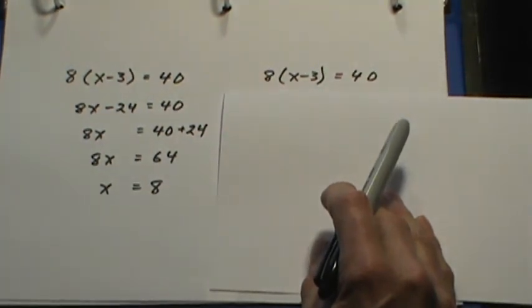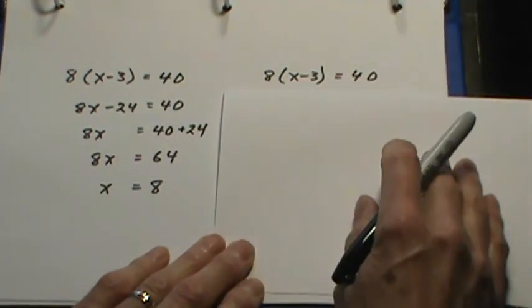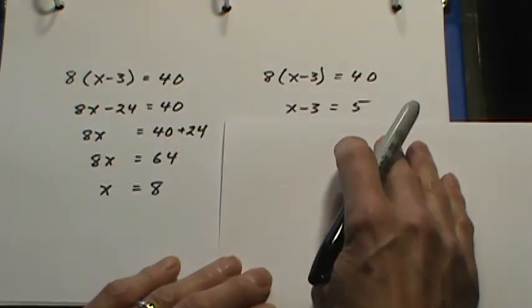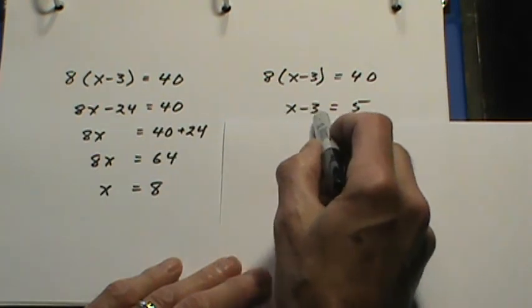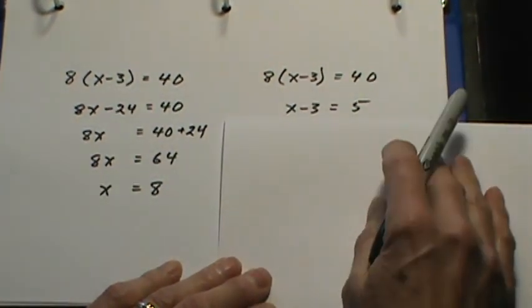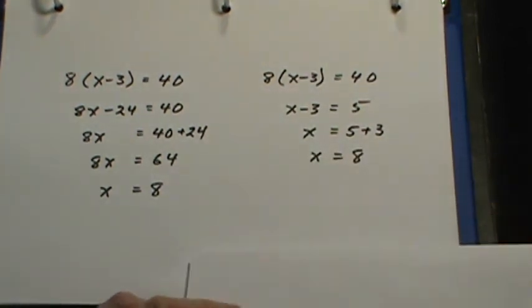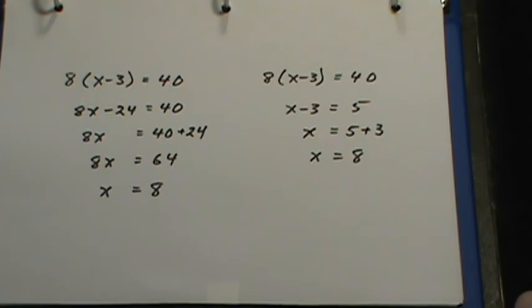A slightly simpler way of doing a question like this is to immediately divide both sides by 8. 8 divided by 8 is 1, so all you've got is x minus 3, and 40 divided by 8 is 5. Move the 3 over, and again the answer is 8. You can find that many times there will be more than one way to solve an equation, and you just want to look for the easiest way to get the job done.